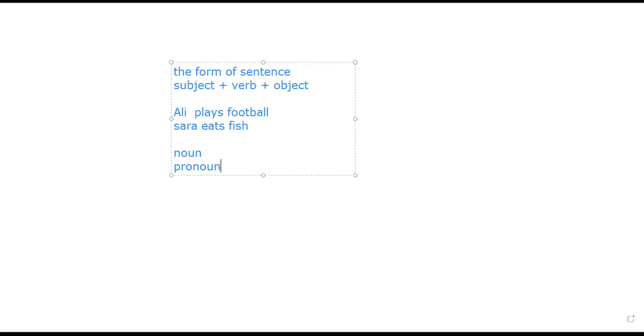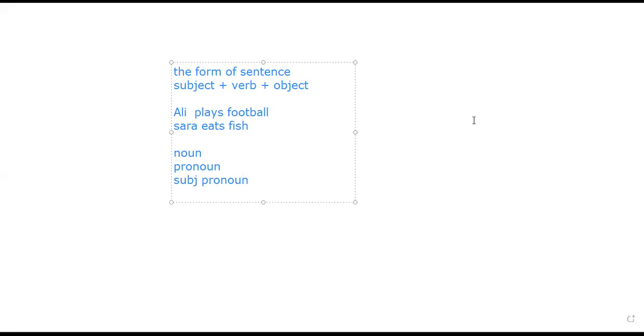كل دي أسماء. So what are pronouns? الضمير. We should know firstly the subject pronoun. Does anyone know the subject pronouns? Can you tell me? Okay, I will tell you.